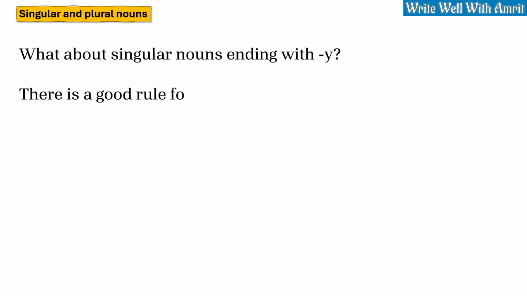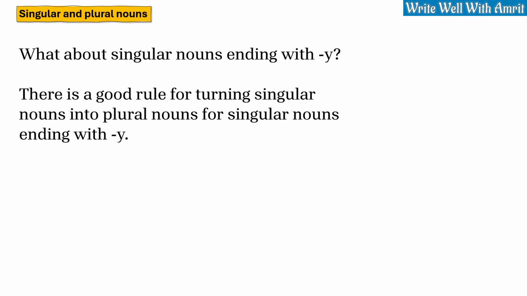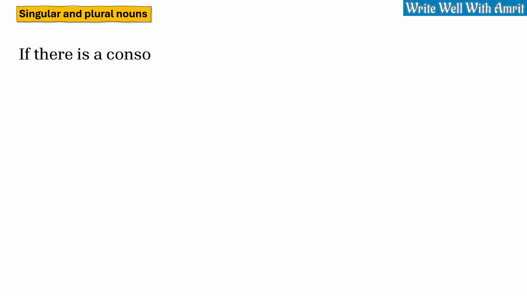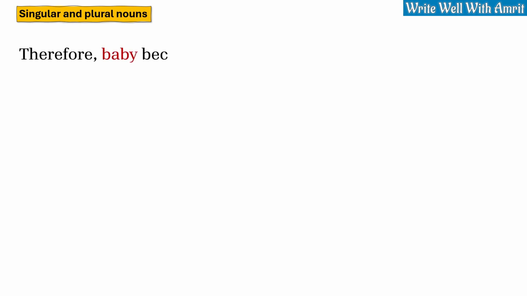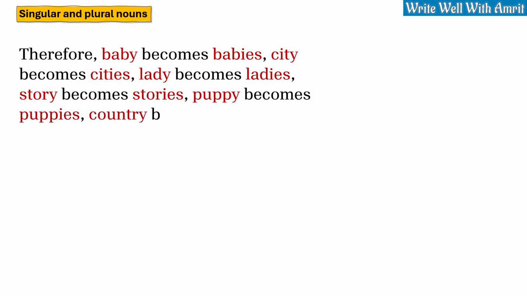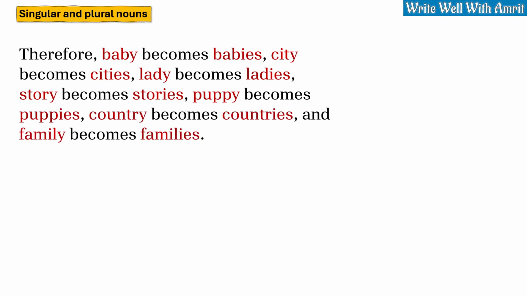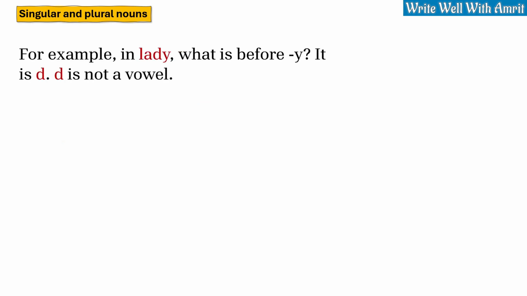What about singular nouns ending with y? There is a good rule that you can follow when turning singular nouns ending with y to plural nouns. If there is a consonant before y, you replace y with ies. Consonants, by the way, in English alphabet are those letters that are not vowels. Therefore, baby becomes babies, city becomes cities, lady becomes ladies, story becomes stories, puppy becomes puppies, country becomes countries, and family becomes families. For example, in lady, what is before y? It is d. D is not a vowel.